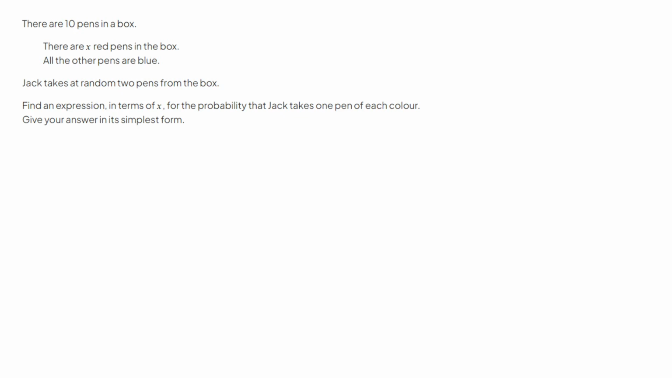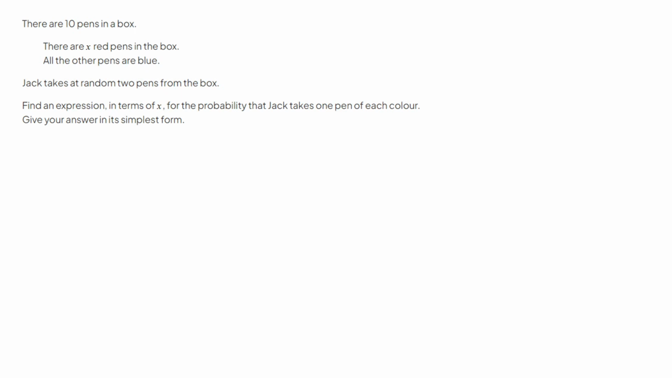Now let's look at this one. It's a bit more tricky. Here, there are 10 pens in a box. There are X number of red pens and all the others are blue. Jack takes a random pen out of the box. So find an expression in terms of X for the probability that he takes one pen of each color.